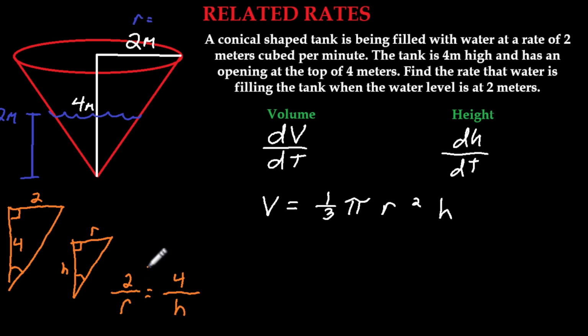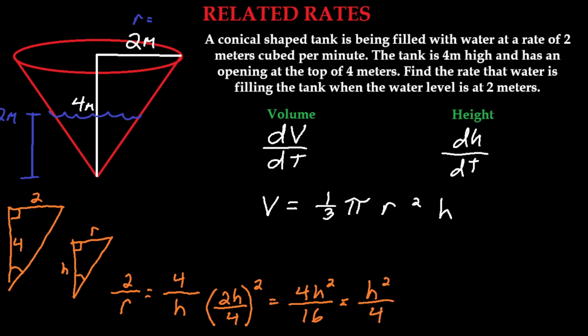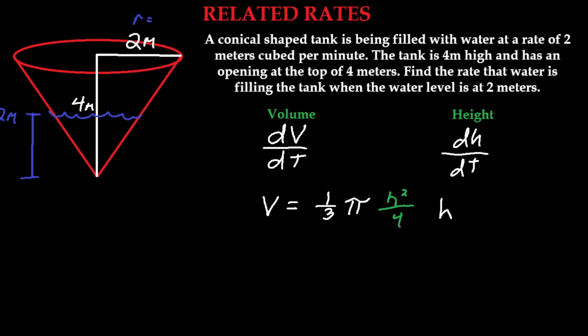Once I have the proportion set up, 2 is to r as 4 is to h, I can now solve this proportion by cross product. So I have 2h equals 4r. So I'm going to solve now by dividing both sides by 4. So now I have r in terms of h. So now I'm going to square the 2h over 4. That gives me 4h squared over 16, which can be reduced to h squared over 4. And since this is the r squared term, I'm just going to replace this r squared with this term. And that can also be written as 1/4 times h squared.